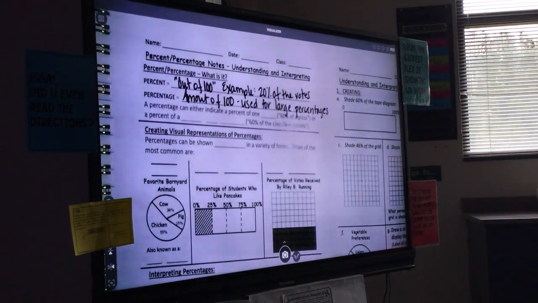I don't understand the difference. Like, okay, well, one says it's out of 100, one says it's the amount of 100. Isn't that the same thing? Kind of, sort of seems like it, right? So we're going to talk about the difference, and we're going to give examples of the difference.